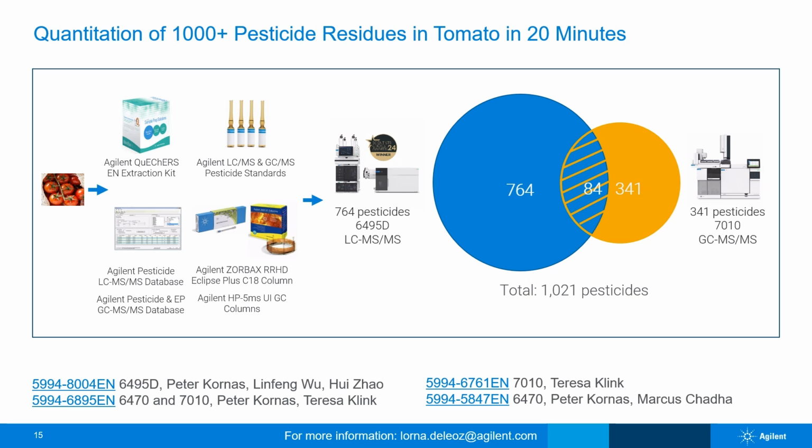LC-MS/MS had 764 pesticides and the GC-MS/MS method had 341, with an overlap of 84 pesticides that can be analyzed by both techniques, giving a total of 1,021 pesticides. The method was validated using SANTE guidelines.